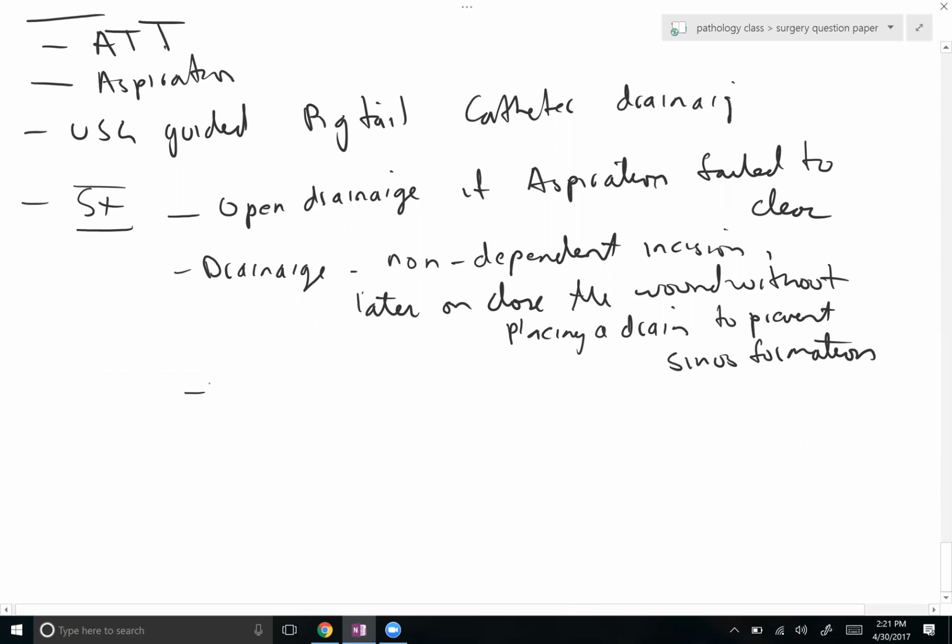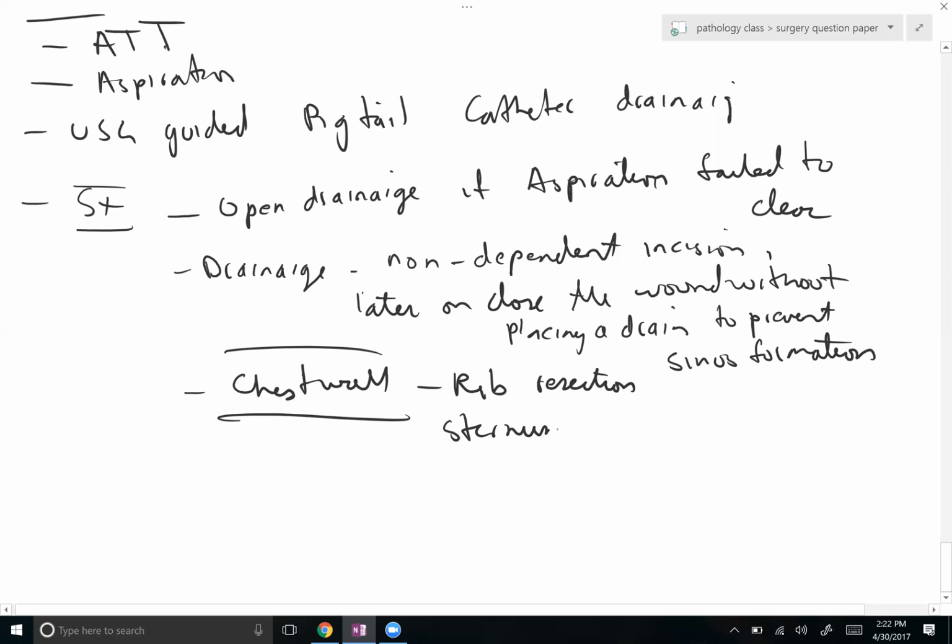Next, if it occurs in the chest wall, that means a cold abscess in the chest wall, it can require rib resection, sternum resection with abscess excision. That is the main one when we are talking about cold abscess. First and foremost, we have to write down the diagnosis, what cold abscess basically means. Then we can continue.